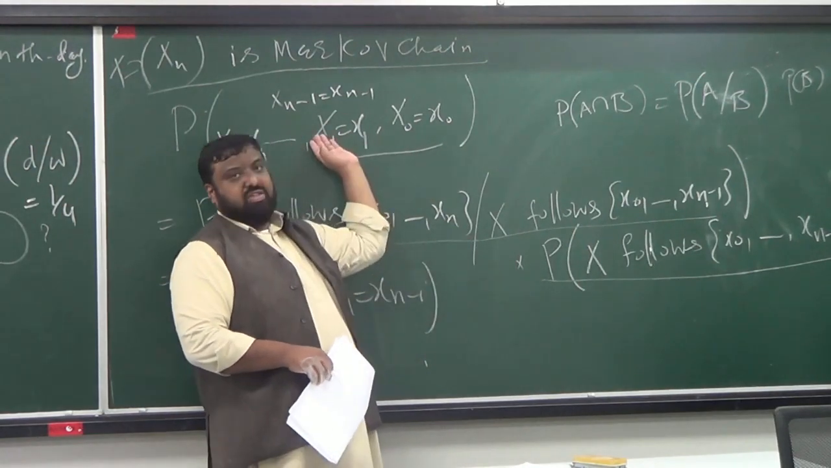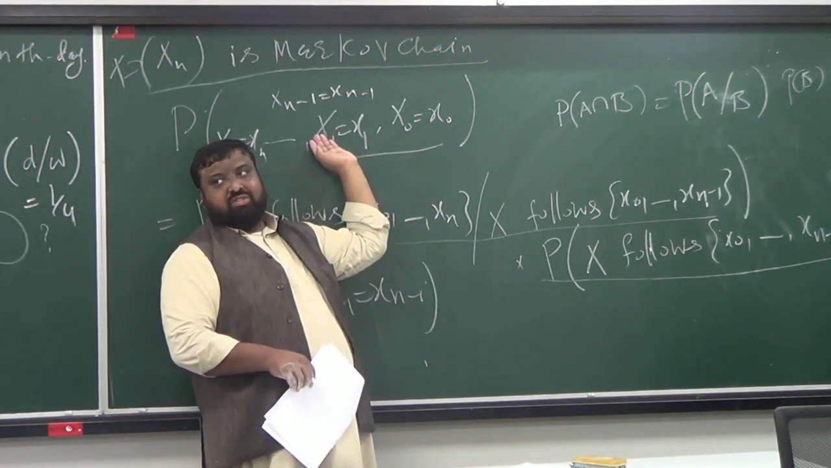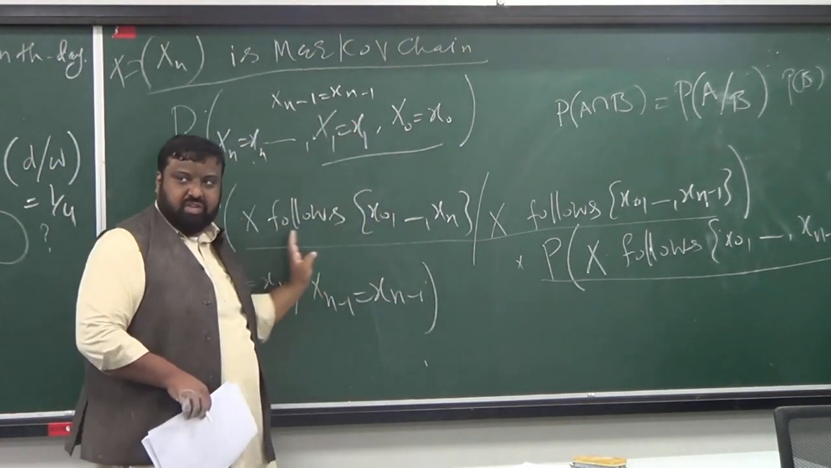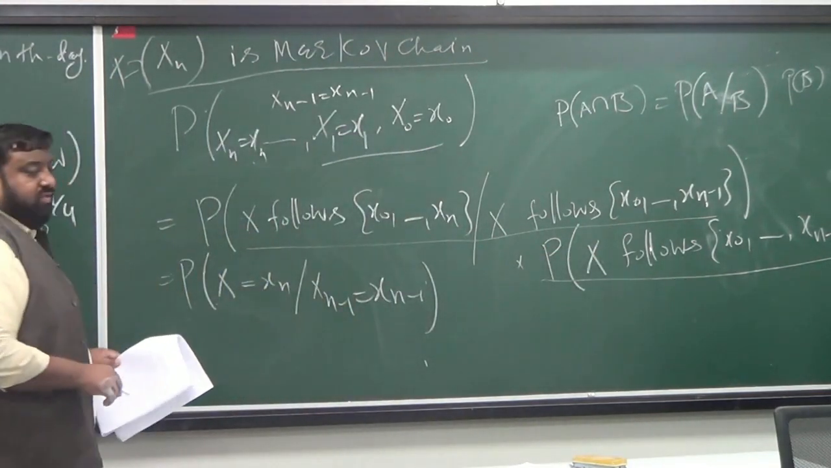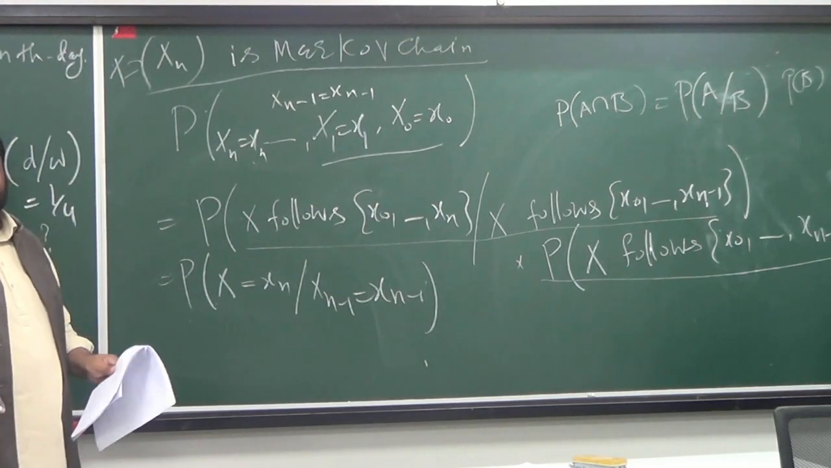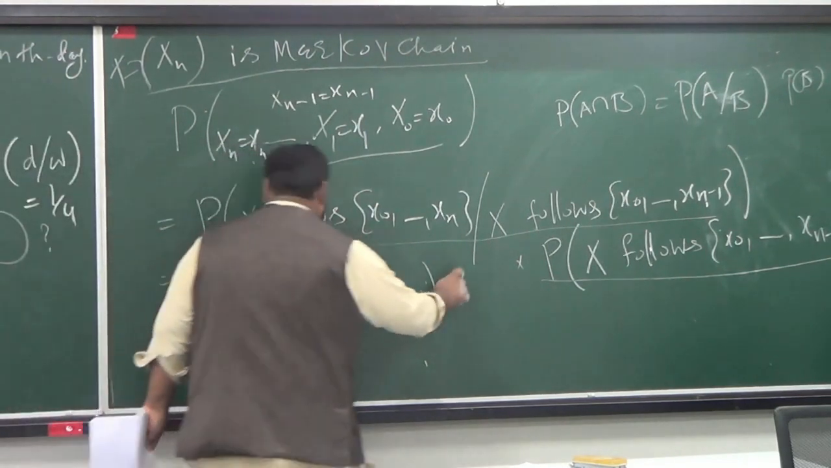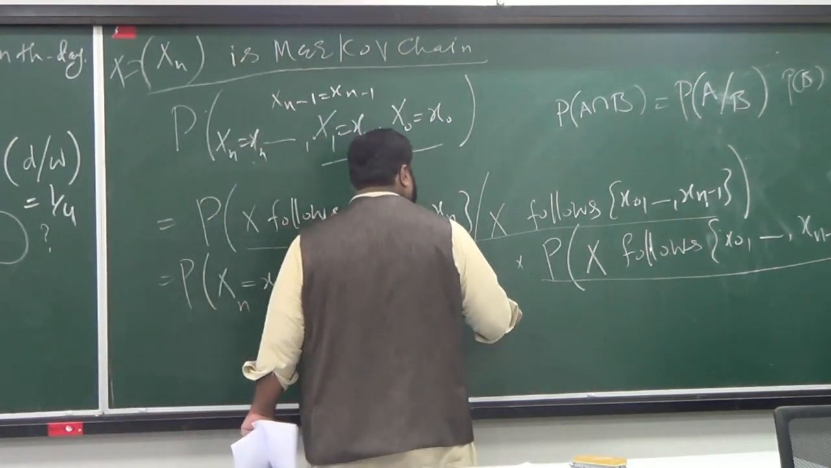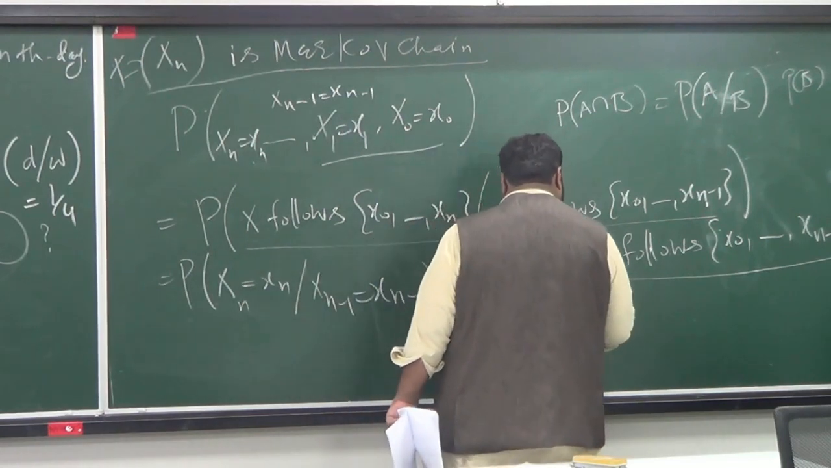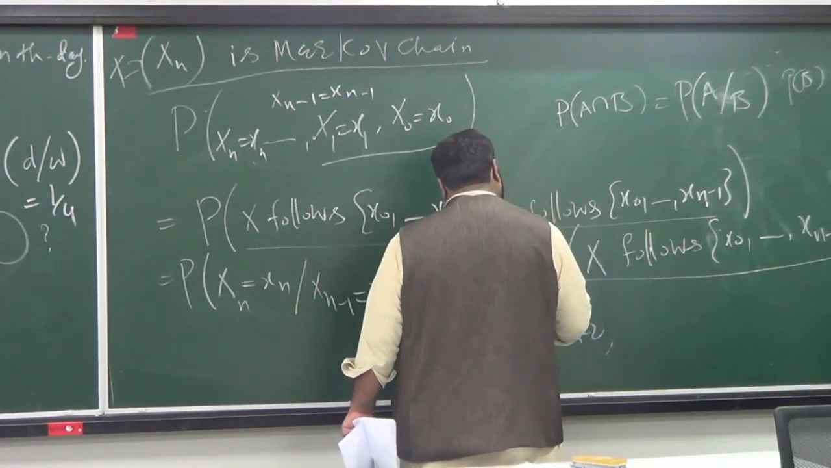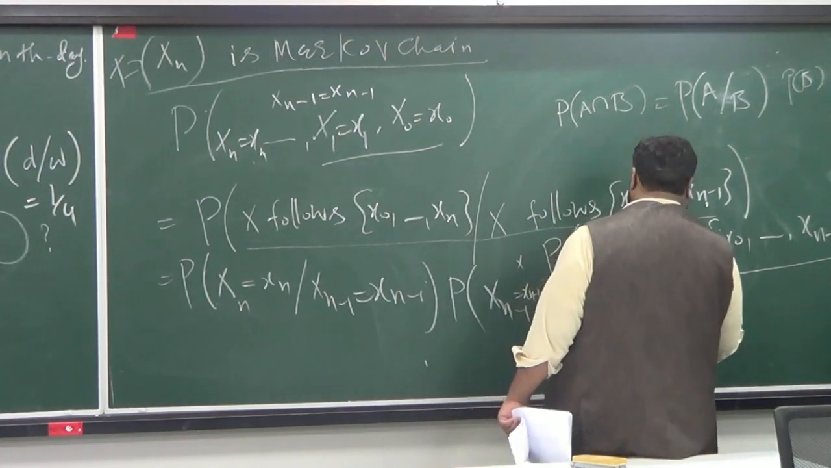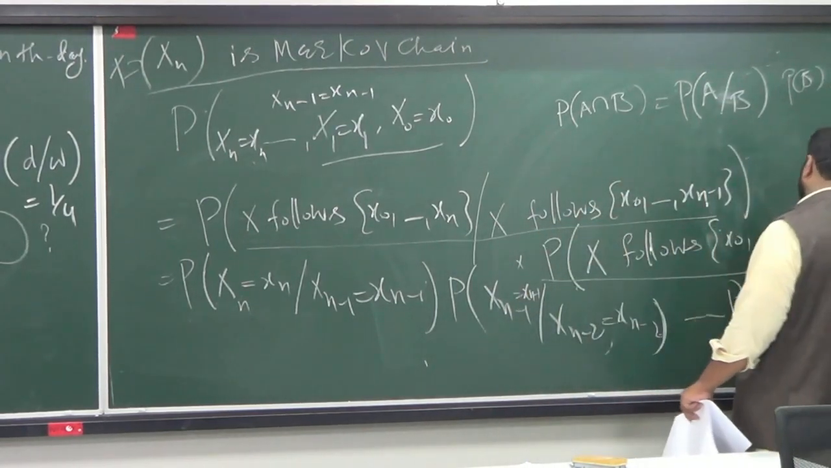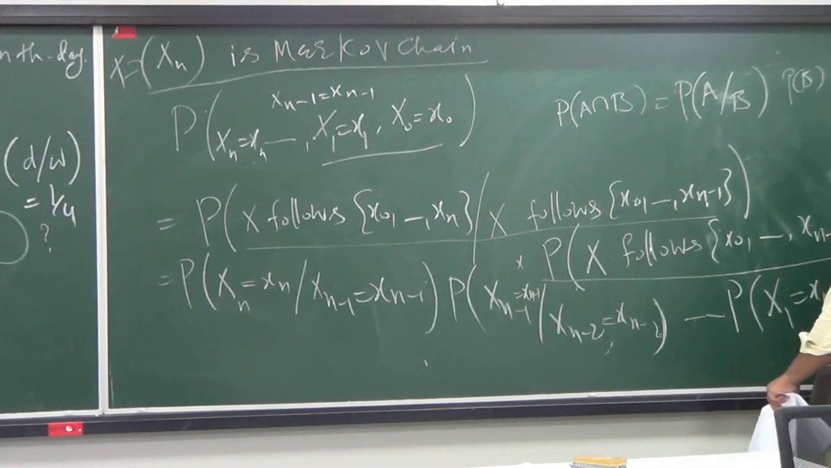So I'm going to do the same as I did with this side. Can you see where I'm heading? I want to write this as the product of the conditional probabilities. So can you predict what would be my end result? It should be the probability Xn minus 1 given Xn minus 2, and so on and so forth, and finally the probability that X1 is x1 given X naught. Okay. You get it now?